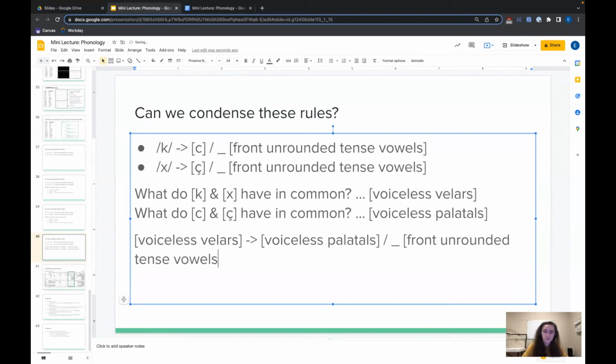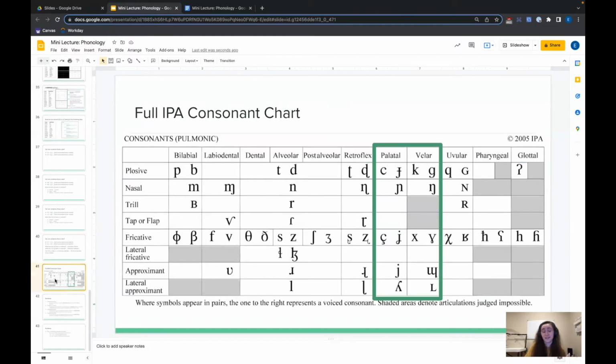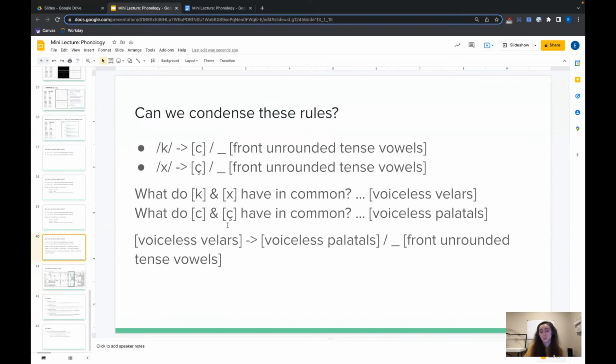tense vowels. And one thing I want to note about this is that it kind of makes sense. So if you look at the full IPA consonant chart, you know that the places of articulation are indicated along the columns, starting at the front and going to the back. And velars are a little further back than palatals. And so basically what is happening in this rule is that things that are velar are moving just a little bit forward when they are followed by a vowel that is in the front of your mouth. So that's kind of what happens, and it makes sense.